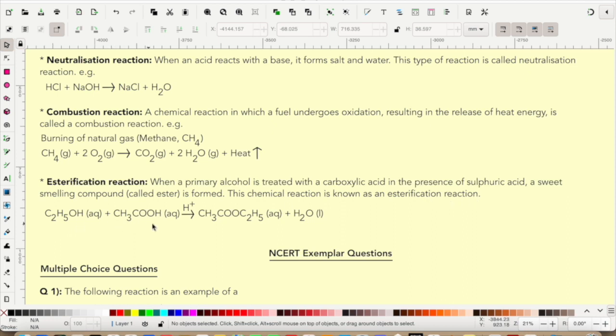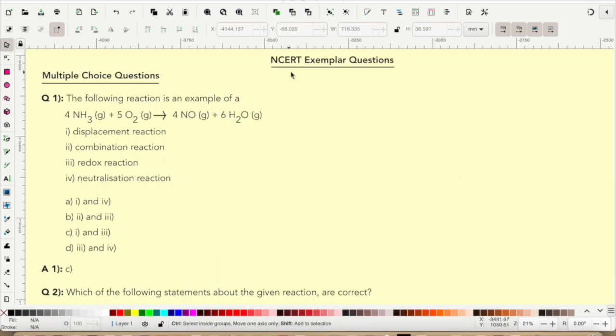C2H5OH plus CH3COOH in the presence of sulfuric acid makes CH3COOC2H5 plus H2O. The main identification of this type of reaction is that an alcohol will react with an acid. Now let us see some NCERT exemplar questions.